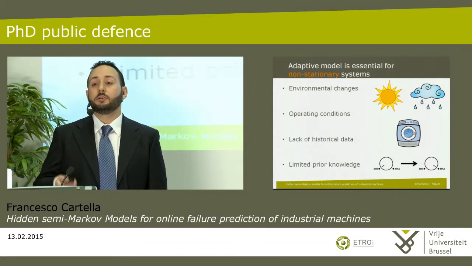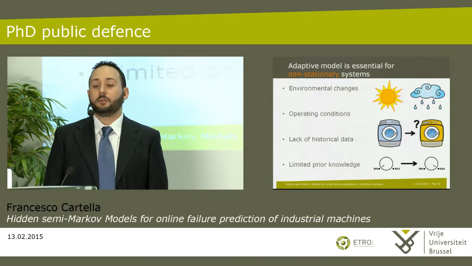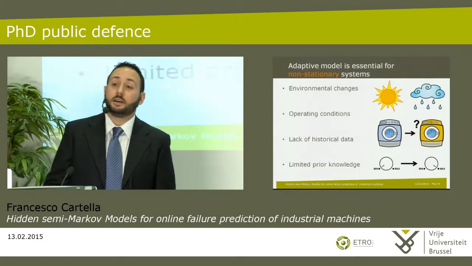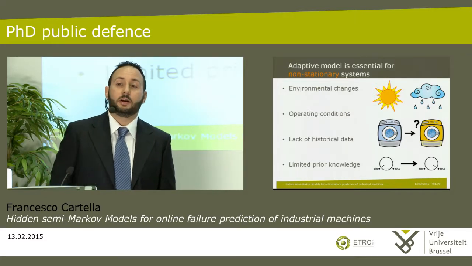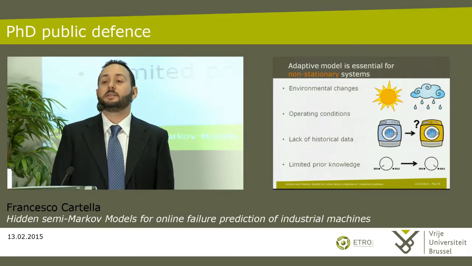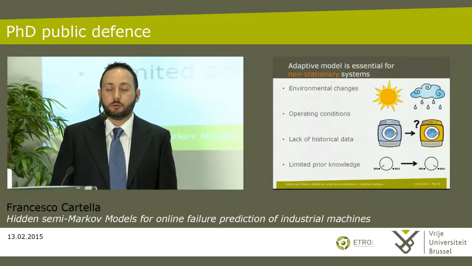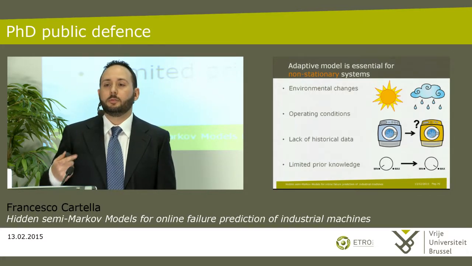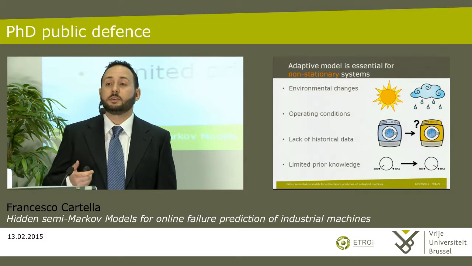And moreover, we can also have the case in which a brand new machine is acquired for which no historical data is available. However, we can have prior knowledge on this machine coming, for example, from a similar machine. So in all these cases, rather than using offline learning, which may also not be applicable, a methodology is needed that is able to continuously re-estimate the parameters of the model while the system is normally functioning, so each time a new observation is collected.